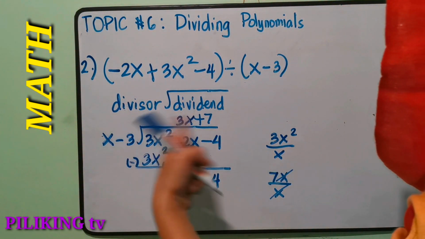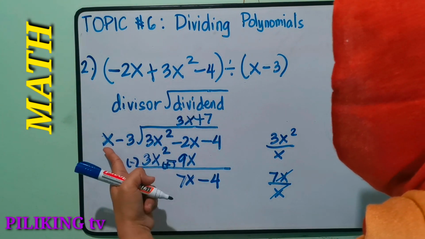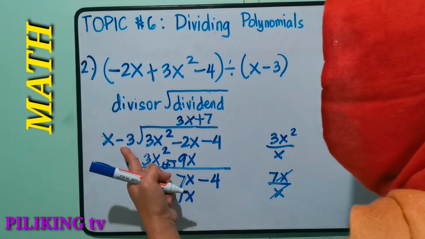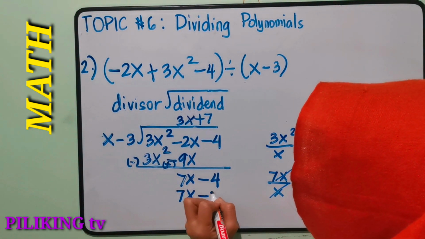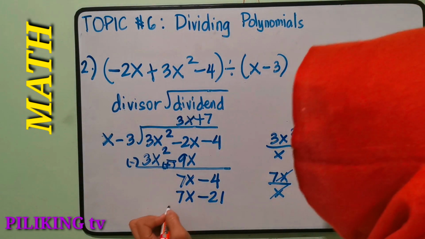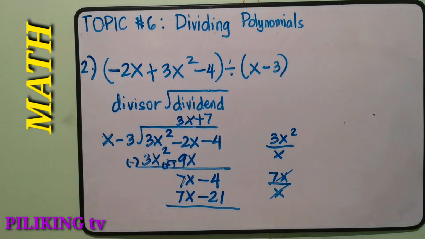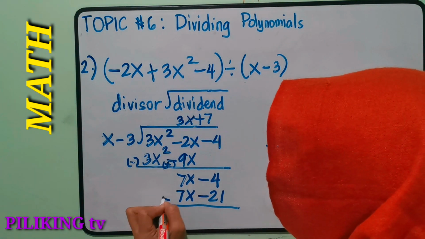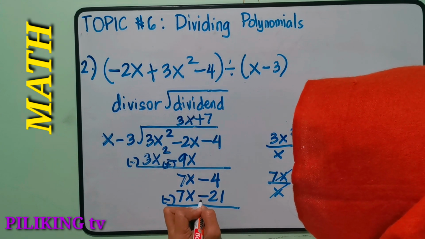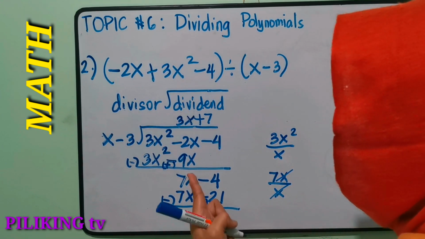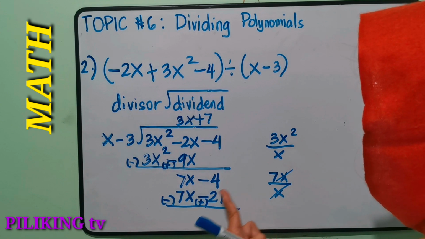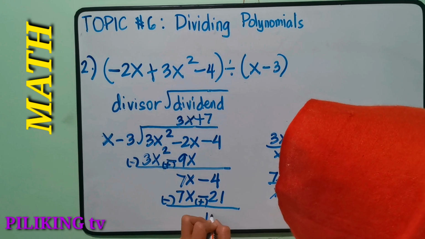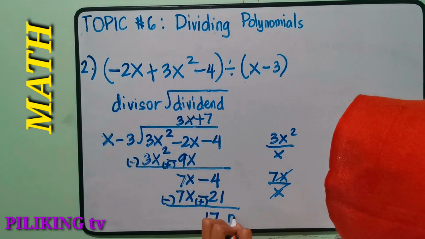Okay? Then you multiply to the divisor. So 7 times x is 7x. Another one, 7 times negative 3 is negative 21. Okay? Put a fractional bar. Then, you subtract, change the sign. So 7x becomes negative. Negative 21 becomes positive 21. So this will become 0. What is negative 4 plus 21? That is 17. Okay? Which is our remainder.